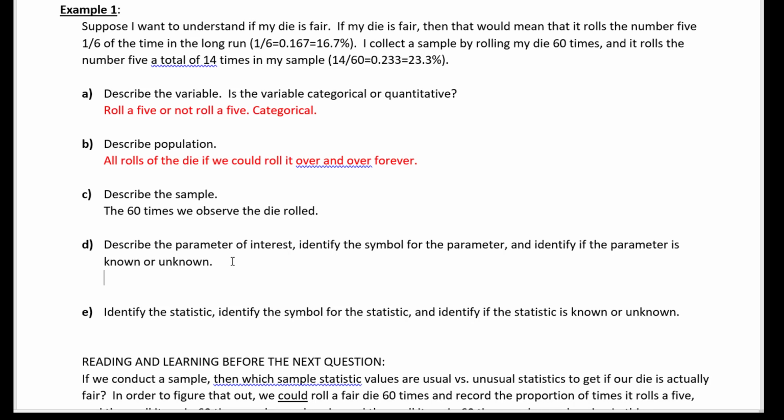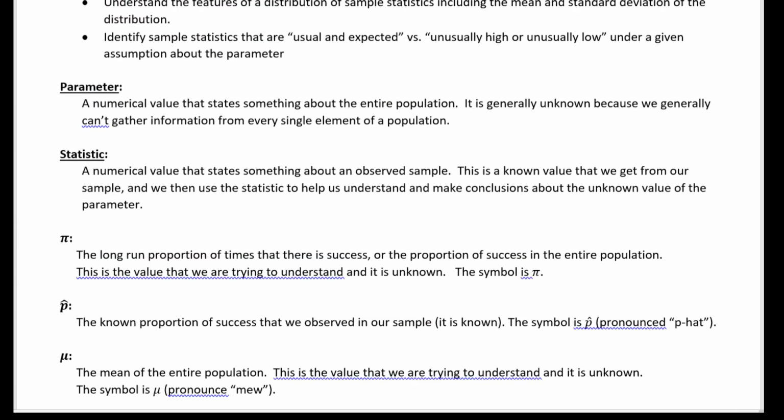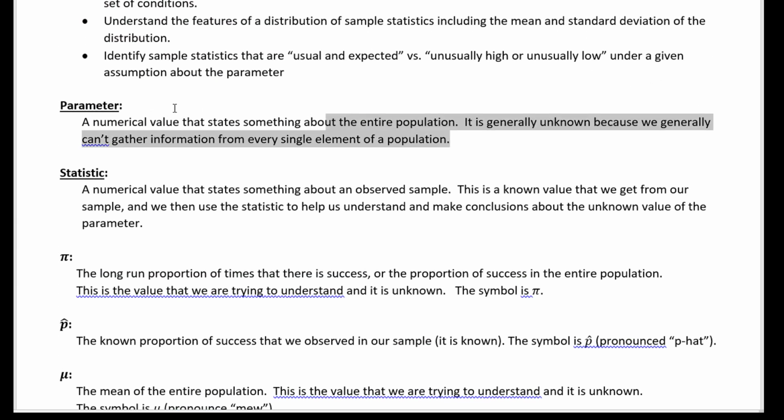Part D asks us to describe the parameter of interest. So this is a new vocabulary word, parameter, and it's a very important word for the rest of the semester. So I'm going to go back up to the first page and see this vocabulary word outlined. Here it is, parameter. A parameter is a numerical value that states something about the entire population. It's generally unknown because we generally can't gather information from every single element of the population.